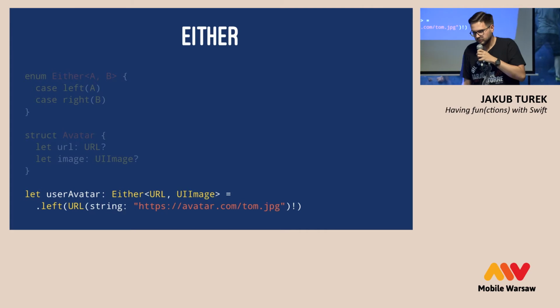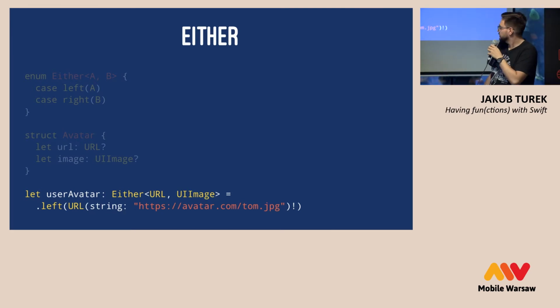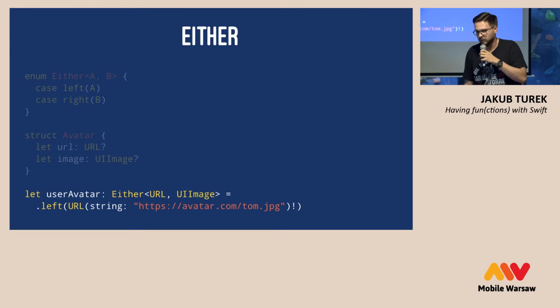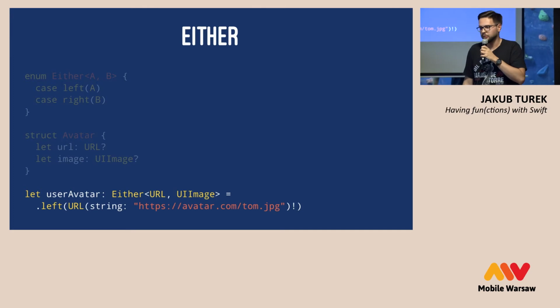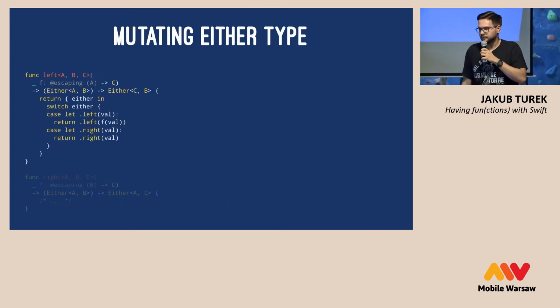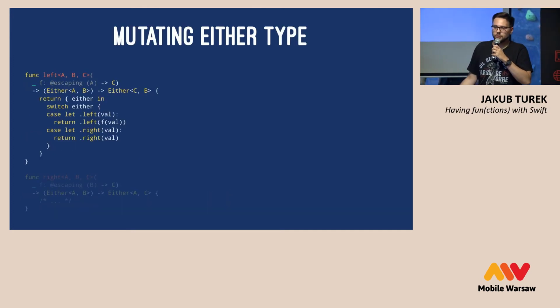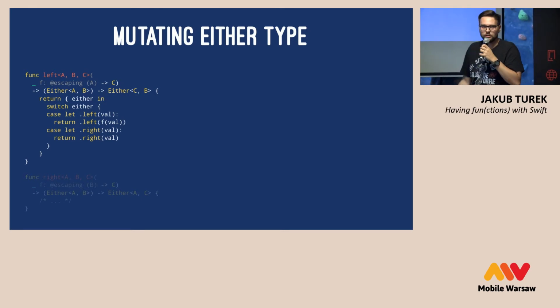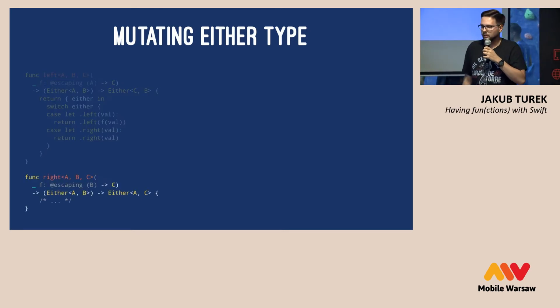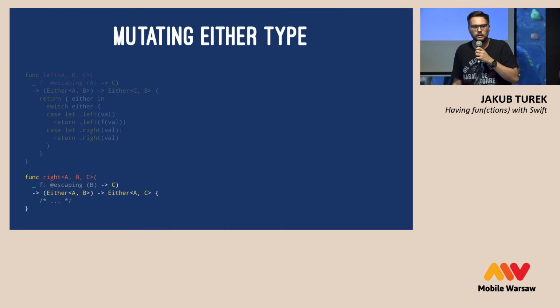So instead, we can use our Either type to say that the avatar is either URL or image. And now the compiler will only allow us to have 2 states, both of them being valid. The Either type might be mutated, so we can have a function that transforms the left side of that Either. So given a function, it can just process that Either, changing the left side type. We can have the same function for the right side of that Either.